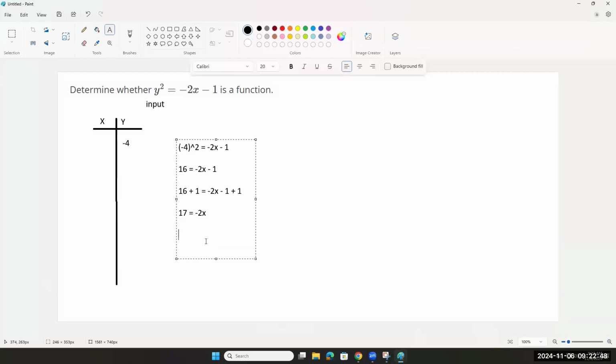So 17 halves is 8.5. 17 divided by 2 is 8.5. But since I'm dividing by a negative, then it's a -8.5. So then that's what x is. Okay, so that's the work over here. We're going to put a -8.5 on this side.